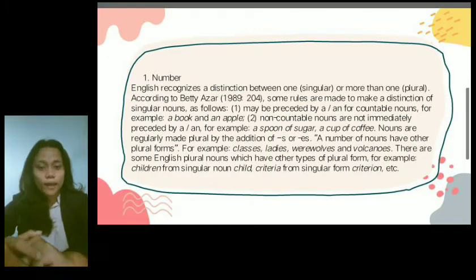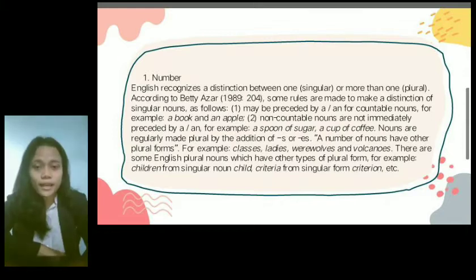Okay, I will explain them one by one. The first is number. English recognizes a distinction between one, or singular, and more than one, or plural. According to Betty Azar, some rules are made to distinguish singular nouns as follows. The first, a or an may precede a countable noun, for example, a book and an apple. The second, non-countable nouns are not immediately preceded by a or an, for example, a spoon of sugar, a cup of coffee.